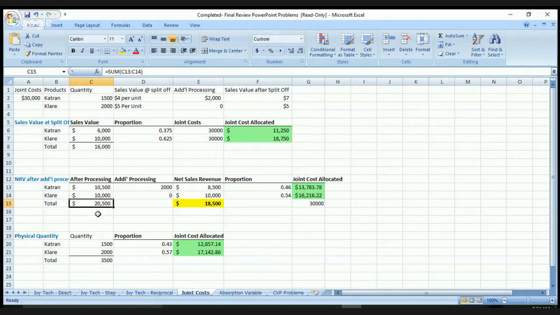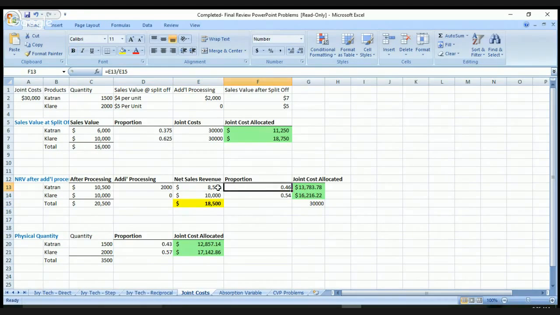So now my value after the processing is $20,500, of which I'm going to add or subtract the additional processing. So I'm going to take that $10,500, that's my revenue, minus my additional processing, and that gives me my net sales revenue of $8,500. Same thing for the Claire, because we have no additional processing, it's just a flat 10,000. So my net sales revenue is $18,500.